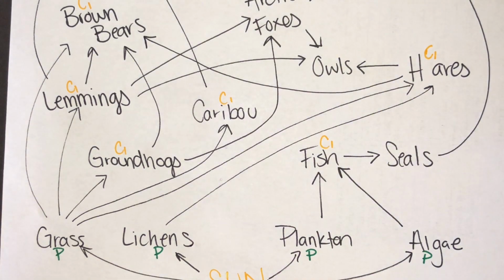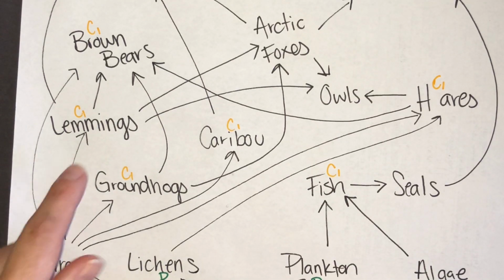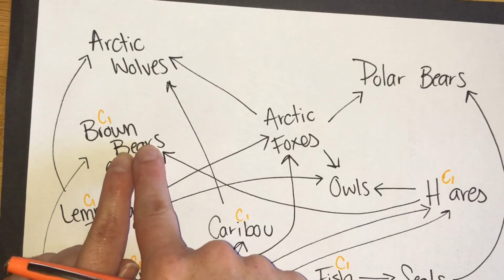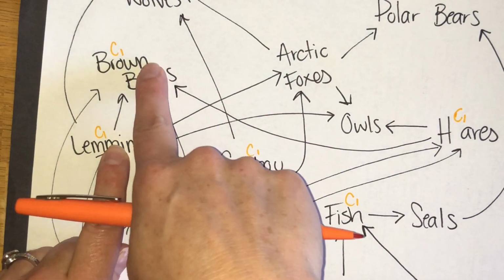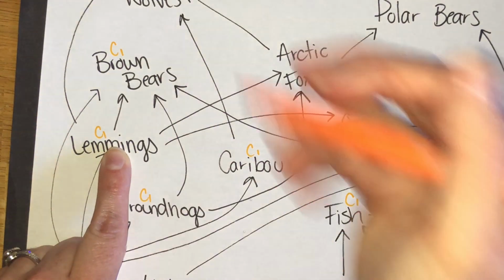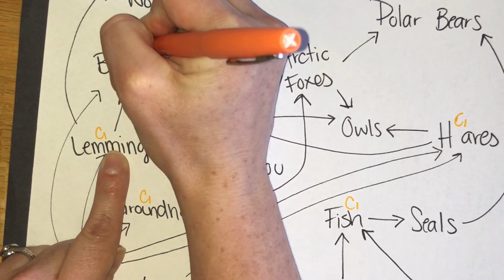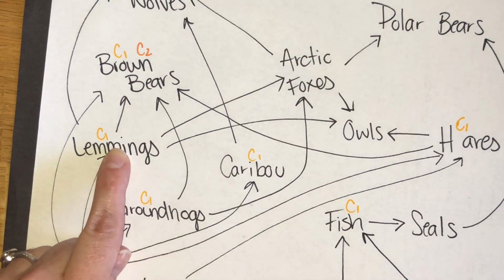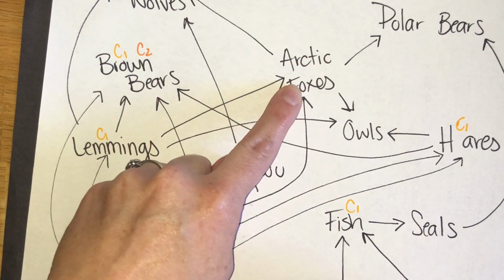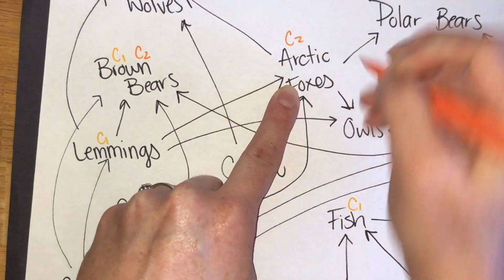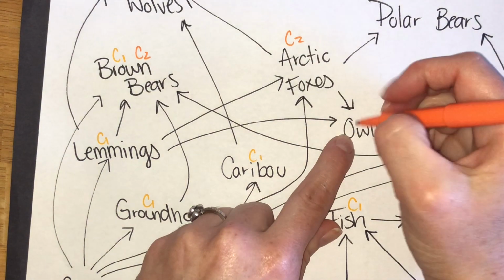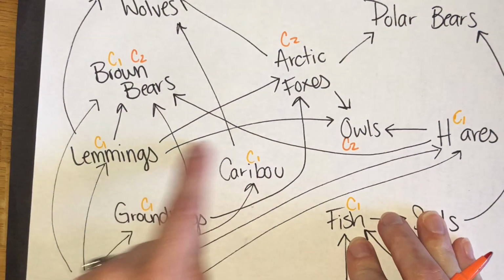Now, secondary consumers are anything that eats a primary consumer. So, let's start with the brown bears. Nothing eats a brown bear, so we're good there. Now, brown bears eat lemmings, so it is a C1 and a C2. Arctic foxes eat lemmings as well, so they're a C2. And owls, okay?